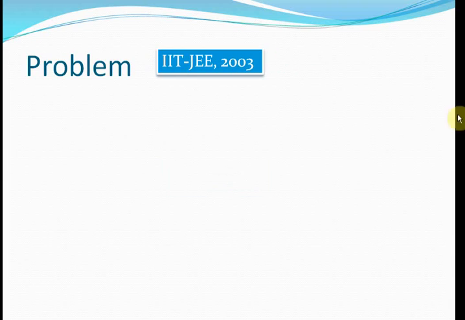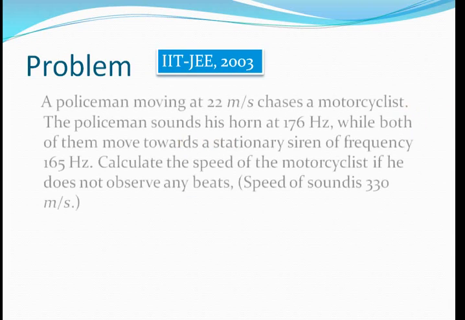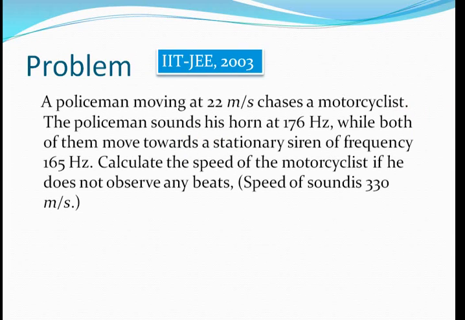This problem was asked in IIT-JEE 2003. A policeman moving at 22 meters per second chases a motorcyclist. The policeman sounds his horn at 176 Hz, while both of them move towards a stationary siren of frequency 165 Hz. Calculate the speed of the motorcyclist if he does not observe any beats, given that the speed of sound is 330 meters per second.